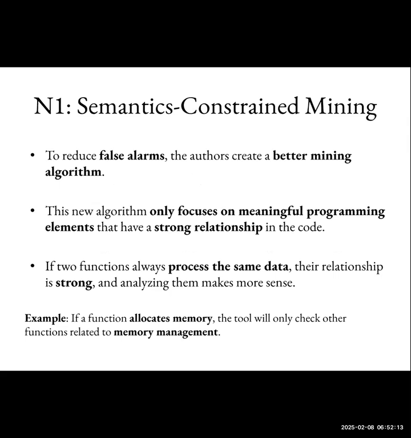To solve this, they come up with semantics constrained mining, which basically means that instead of mining all the possible rules, the paper proposes to only consider function pairs which have a strong semantic relationship, or are strongly related to each other. So if a function, for example, allocates memory, the tool will only check other functions related to memory management. It will not check a function that is not related to memory management. So this will help it avoid false alarms and also create a better mining algorithm.